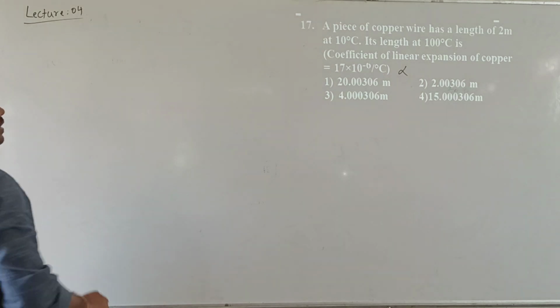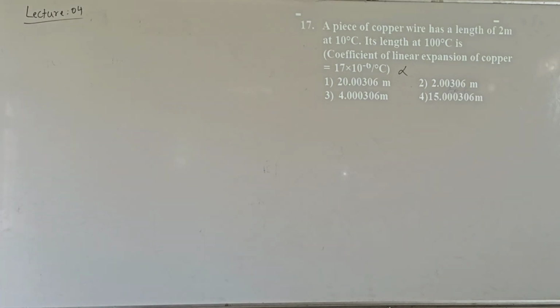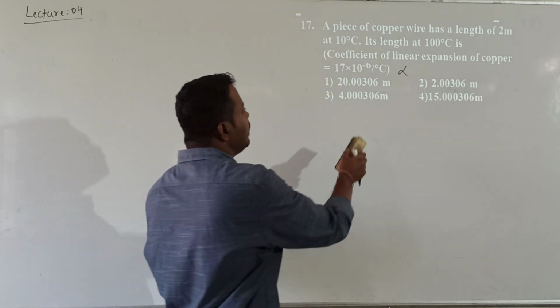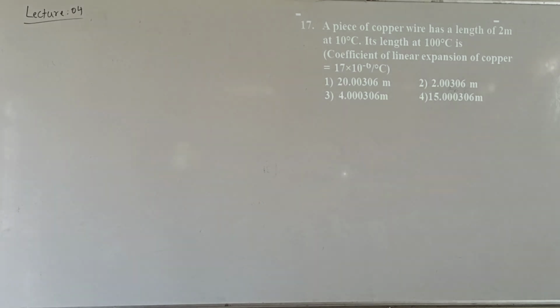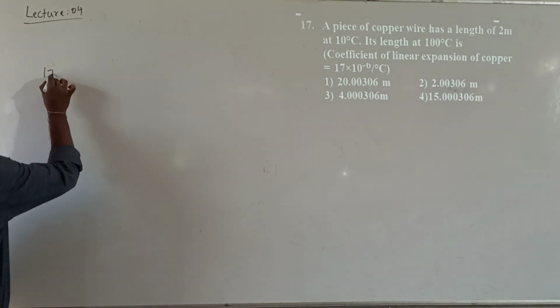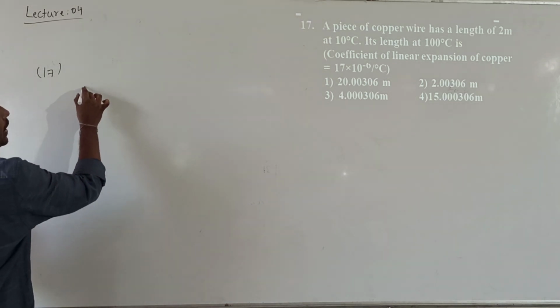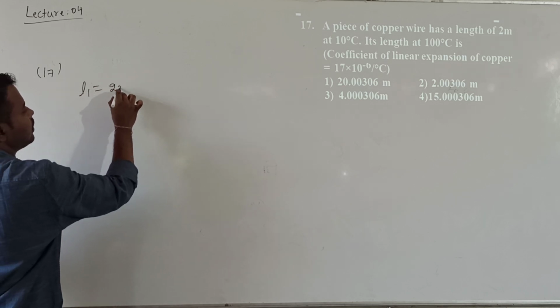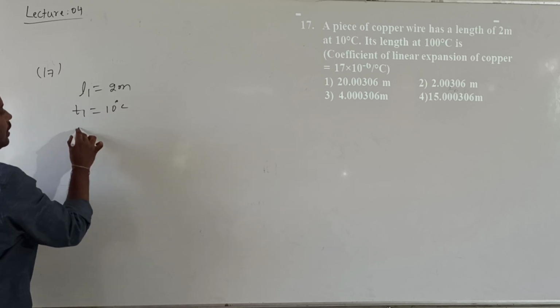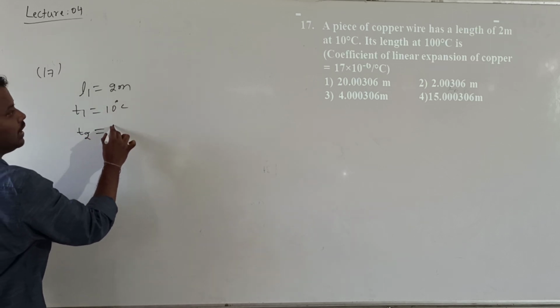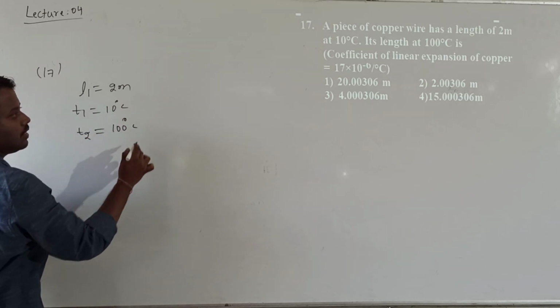And this is question number 17. A piece of copper wire has a length of 2 meters at 10 degrees Celsius. They are asking us to calculate the length at 100 degrees Celsius. Simple question. The initial length is 2 meters at 10 degrees Celsius.